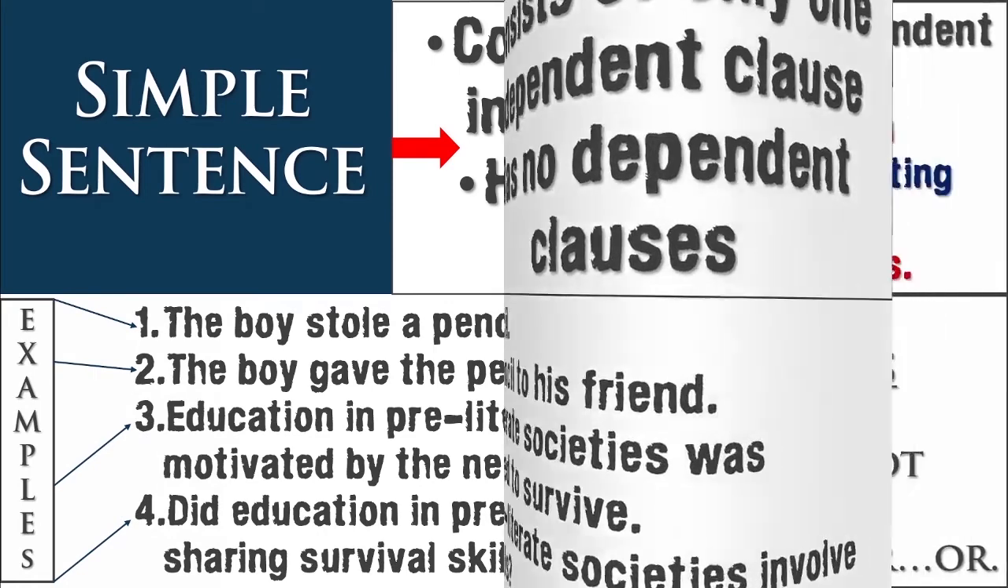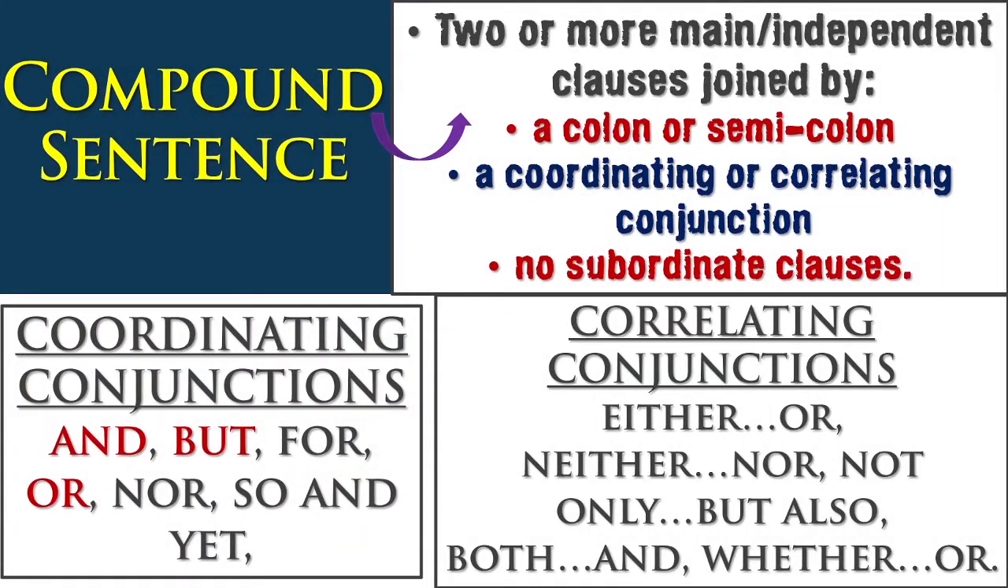Let's go on to look at a compound sentence. A compound sentence, from its name, comprises two or more main clauses. Another name for a main clause is an independent clause. So a compound sentence contains two or more independent clauses joined by the following: a colon or a semicolon, a coordinating or a correlating conjunction. And mind you, a compound sentence contains no subordinate clause. Just like the simple sentence, it doesn't require a subordinate or a dependent clause.